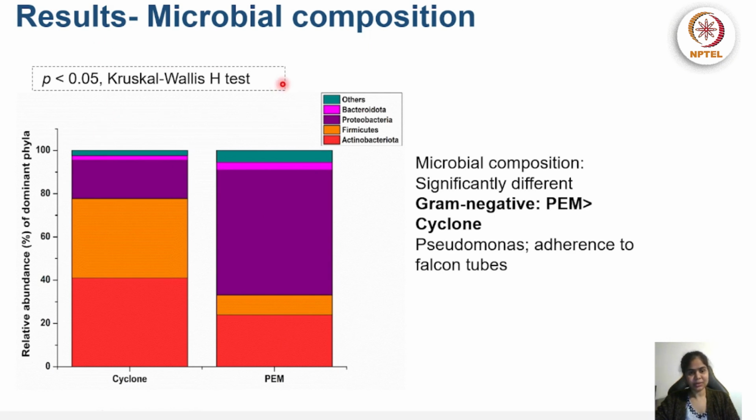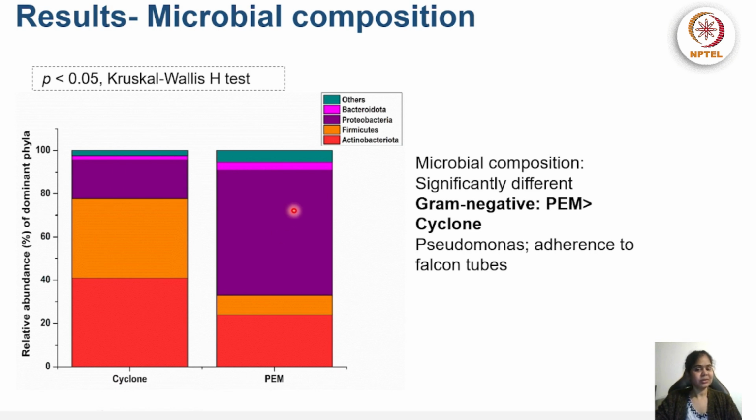Again, we did a Kruskal-Wallis test. We know it looks different, but to check whether it's statistically different, we did a Kruskal-Wallis test, which showed that yes, they are significantly different from each other. One important thing to notice here is that from our quantification, we saw that the cyclone sampler had the upper hand for gram-negative bacteria, whereas the PEM sampler did not do well.